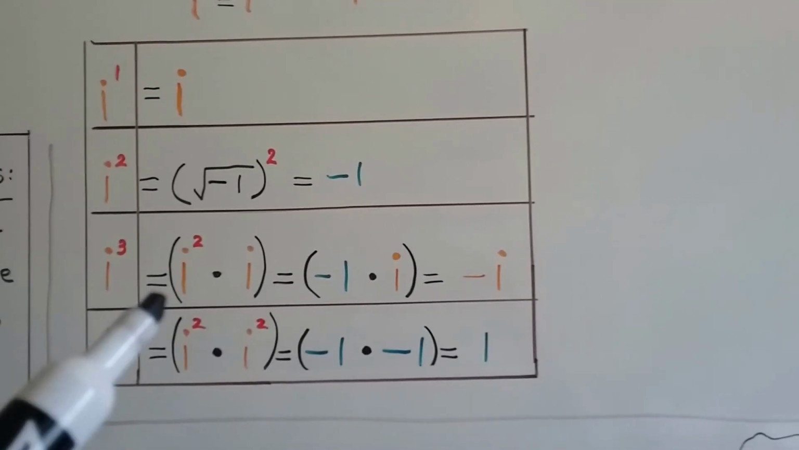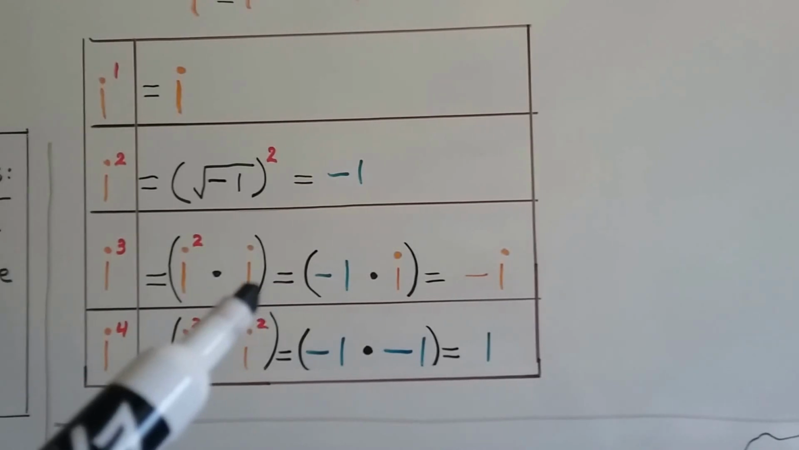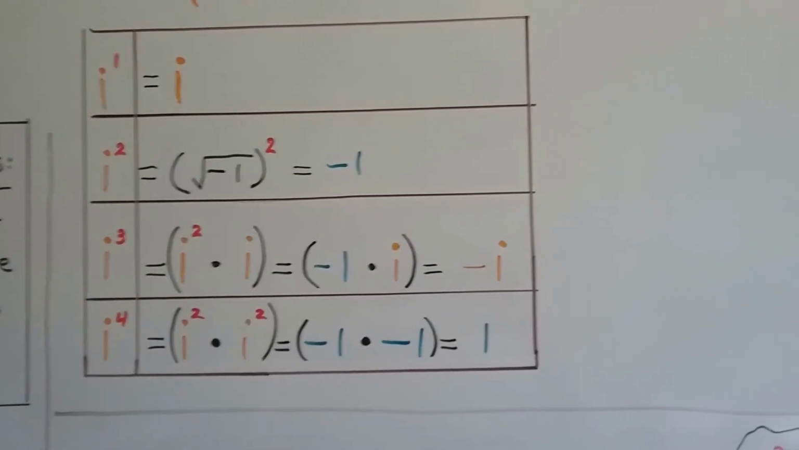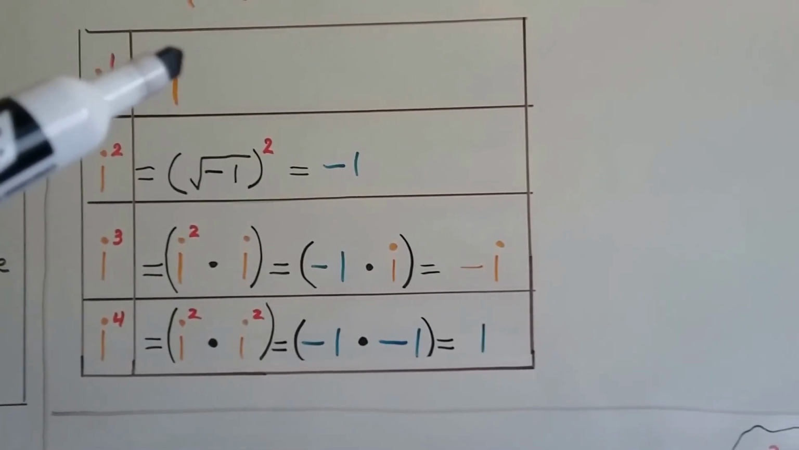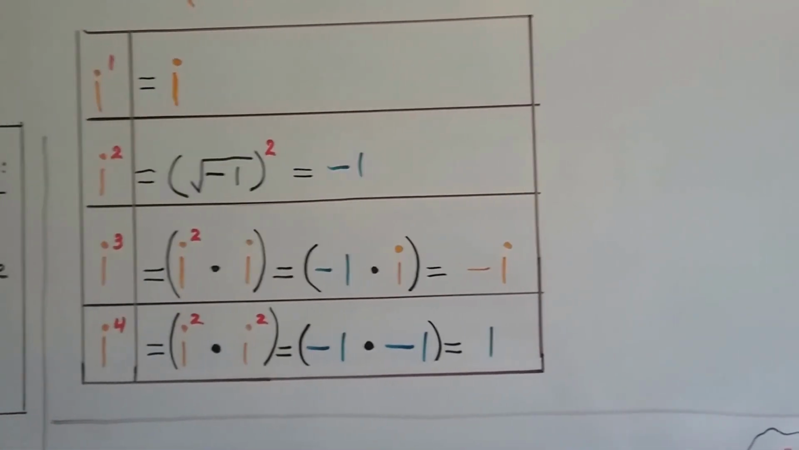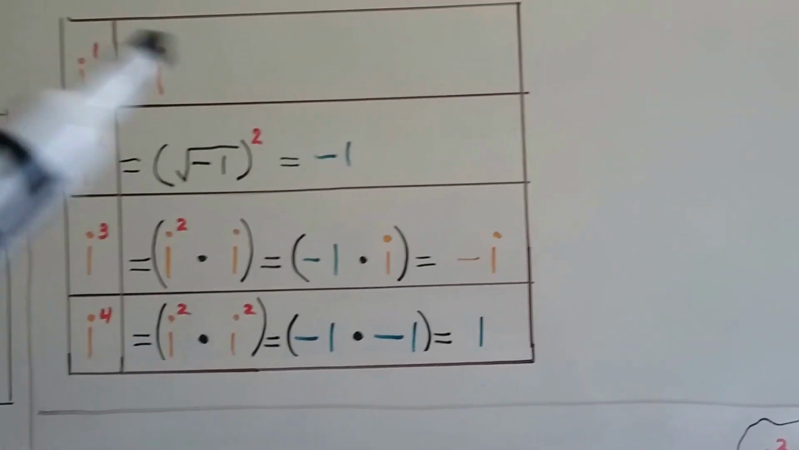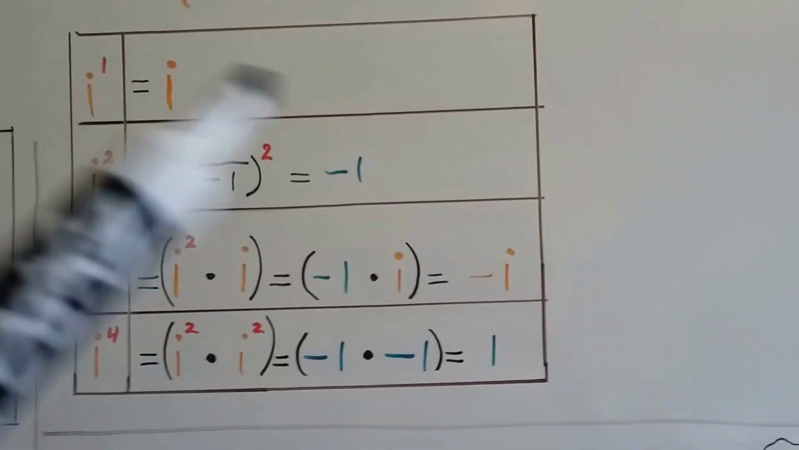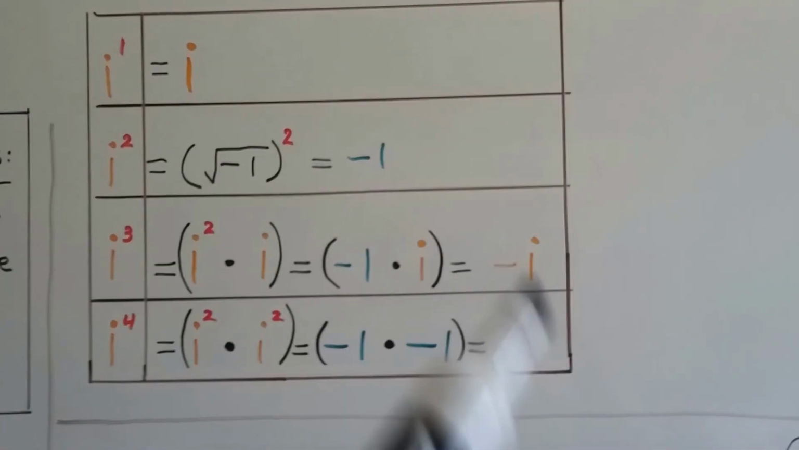This i to the third power is the same thing as i squared times i, right? Because that's to the first power. So that means we're multiplying this i times a -1. And anytime you multiply a number by -1, you get that negative number, don't you? So we have a negative i.